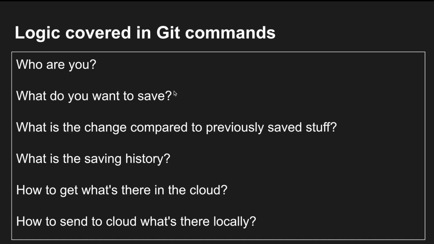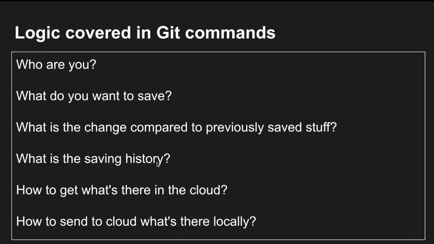Is it a file? Is it a text file? Is it a Python file? Is it a Go file? You can specify which files you want to save and which files you want to ignore. And the third logic is: what is the current change compared to what you have saved previously? You should be able to see what all changes you have made in an easy to view manner.